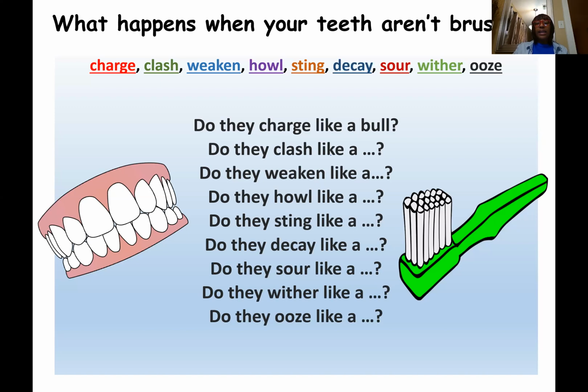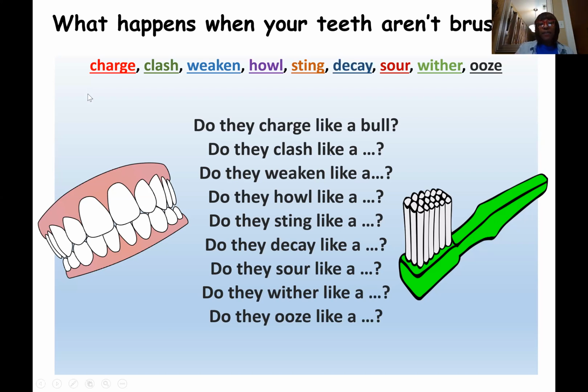So today we are writing our own simile poem. You guys know today is Wacky Wednesday. That's my wacky look. Wacky Wednesday. So today you are writing your own simile poems and we're answering the same question: what happens when your teeth aren't brushed?